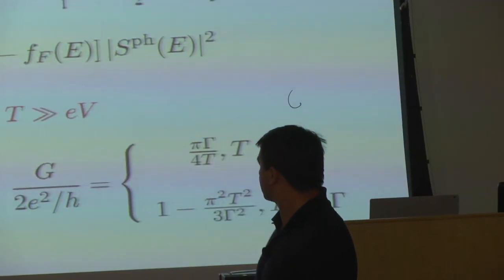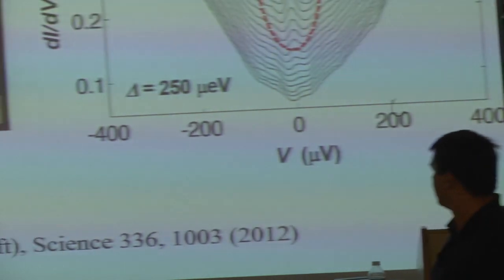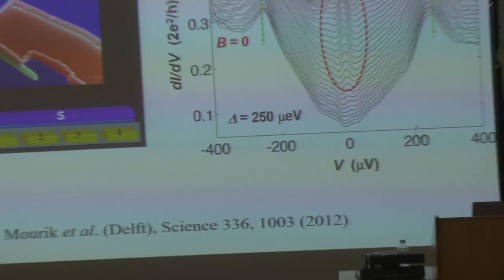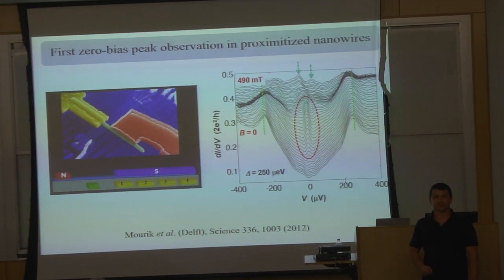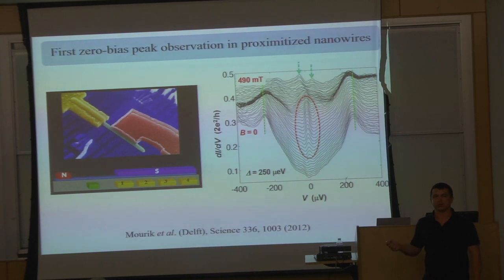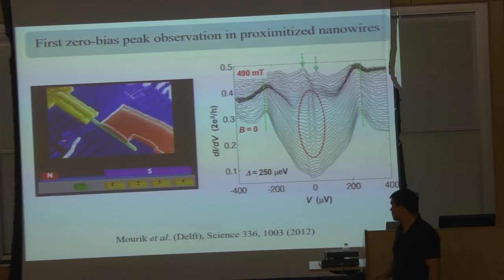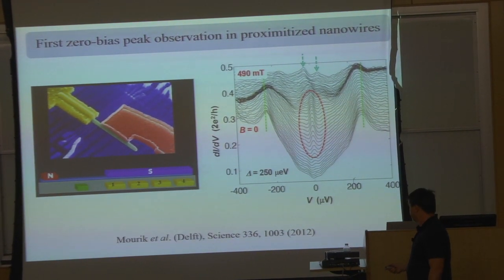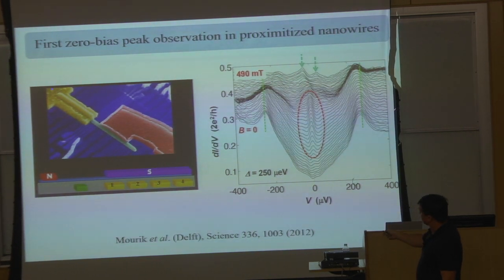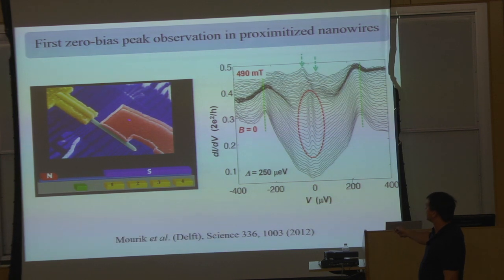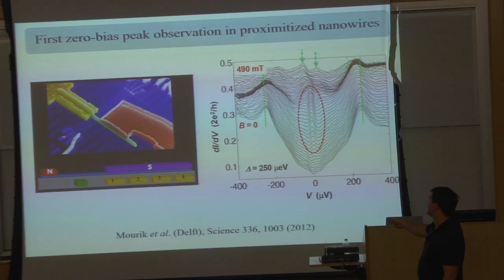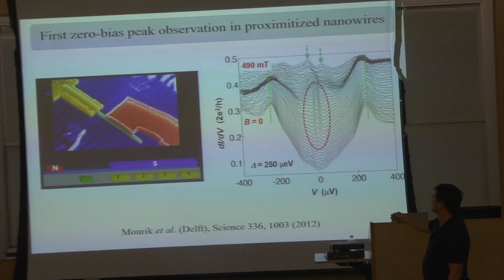So the first experiments that attempted to measure the presence of these zero energy states were done in Delft by Leo Kouwenhoven's group. So they took an indium antimonide wire. This is a superconductor, niobium titanium nitride, and this is gold, and there are a bunch of electrodes underneath.